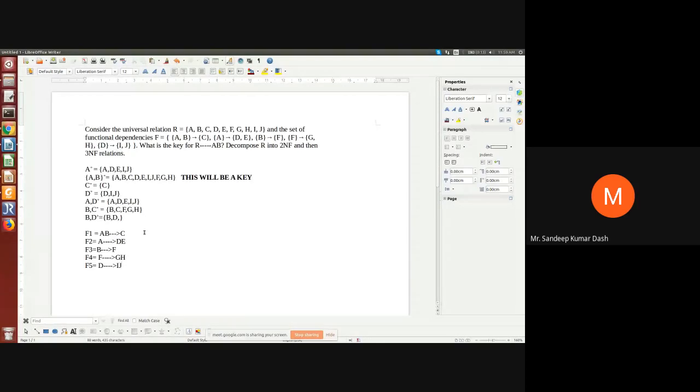Now tell me whether this is as per 2NF or not. Yes, sir. First one is okay, sir. This is full functional dependency. So this is okay. This one, no, sir, this is partial functional dependency.